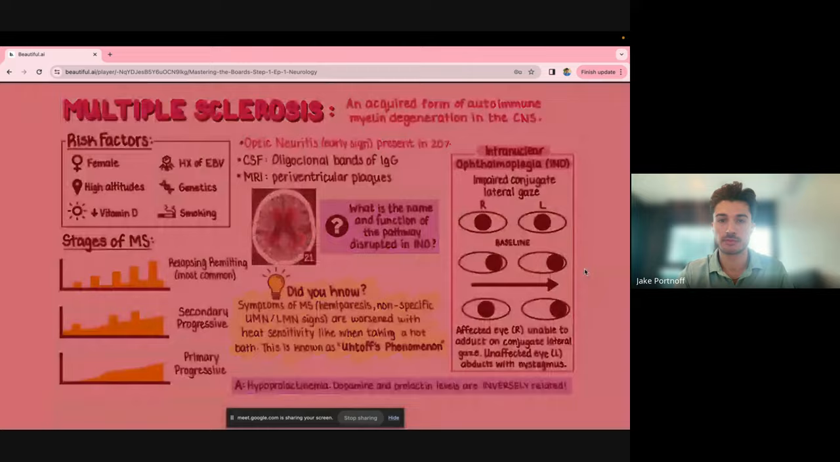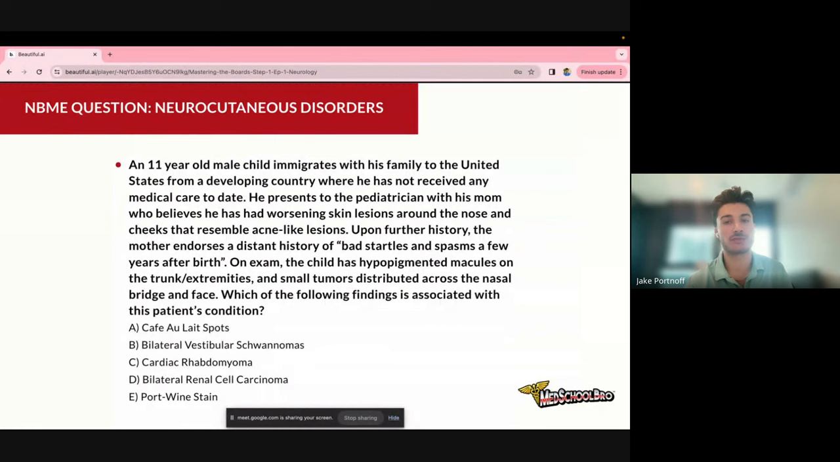Almost to the end, I promise. Two questions left. An 11-year-old male child immigrates with his family to the United States from a developing country where he has not received any medical care to date. He presents to the pediatrician with his mom, who believes he's had worsening skin lesions around the nose and cheeks that resemble acne-like lesions. Upon further history, the mother endorses a distant history of bad startles and spasms a few years after birth. On exam, the child has hypopigmented macules on the trunk and extremities and small tumors distributed across the nasal bridge and face. Which of the following findings is associated with the patient's condition?